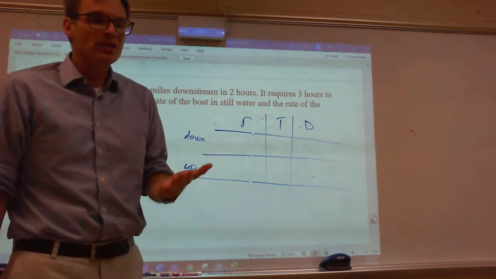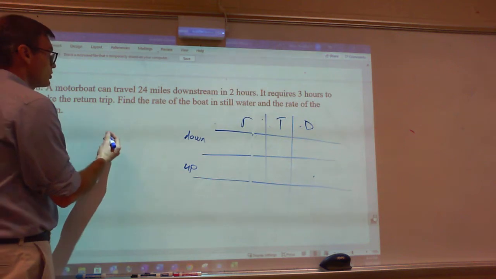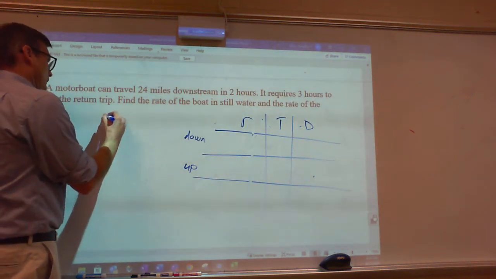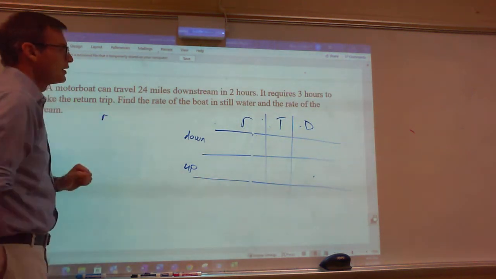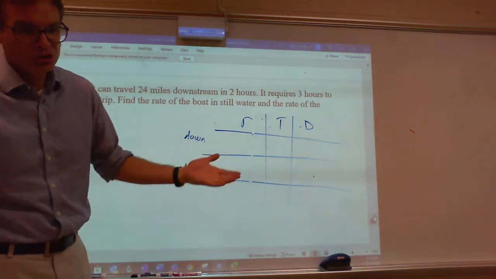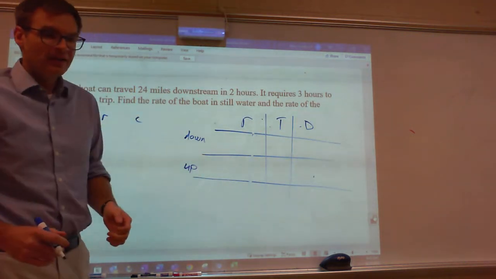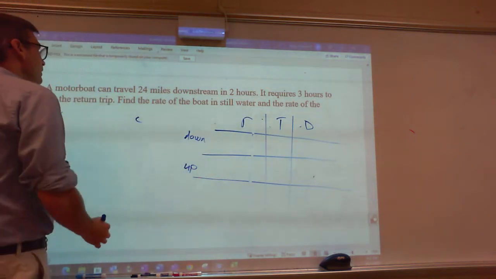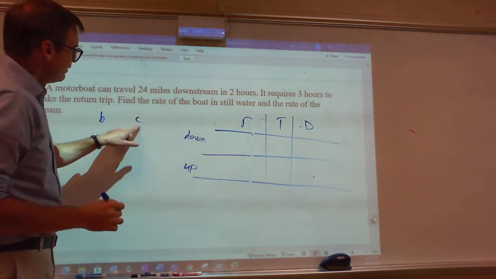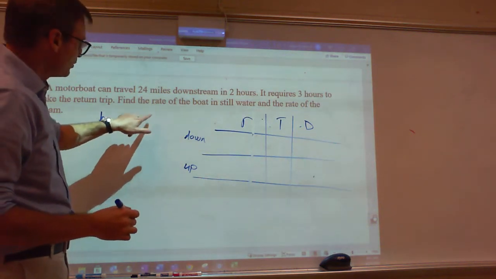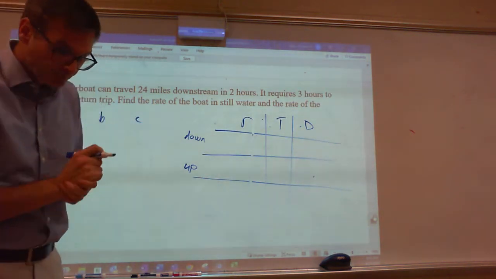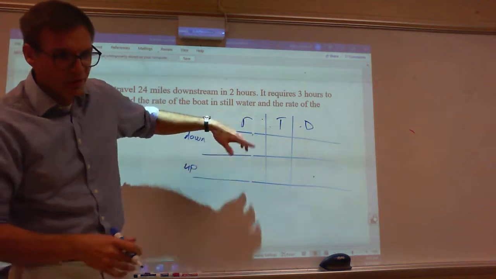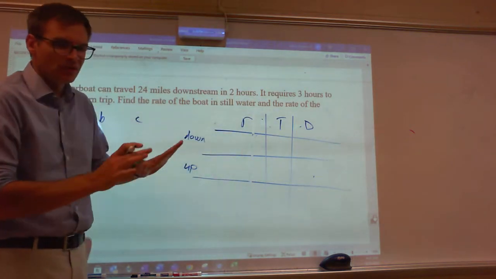So we have two things. We have the rate of the boat, which I'm going to call R. And we have the rate of the current, or the stream, and I'm going to call that C. So, actually, let's not call that R. Let's call that B, and then the rate of the current is C. I don't want to call that R because I've already got an R here, and that's going to make life a little confusing.